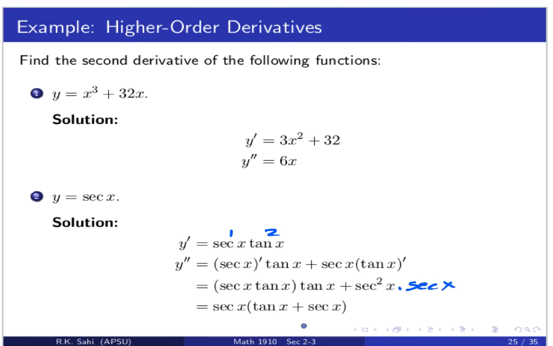So that was because the next one, secant x is common in this whole expression. So I take the secant x out. So you have secant x times tangent squared x, see the mistake I'm having, and plus secant squared x. Okay.